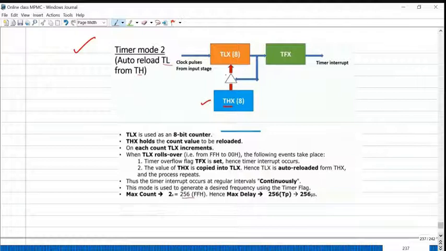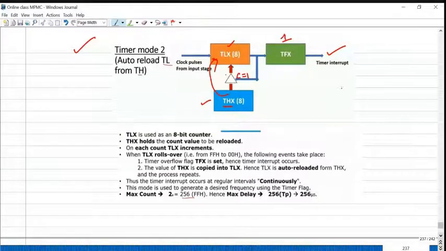Say for example, this is 8-bit, so maximum 256. If we load 256 here, that 256 will be loaded into TLX when the control equals 1. Once this TL counts 256 clock pulses, it will set this flag bit and the interrupt will be generated. At that time the control equals 1, so again this same count will be loaded into TL once again. Then if TL overflows, again the flag bit will be set and the interrupt will be generated. This process will be repeated.